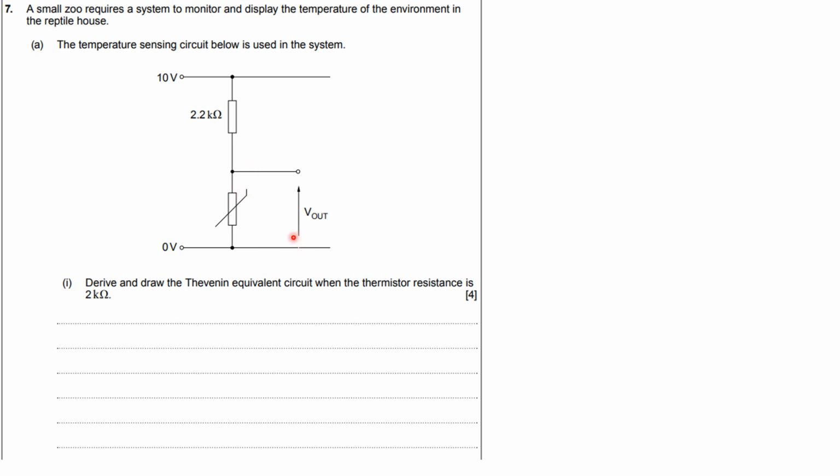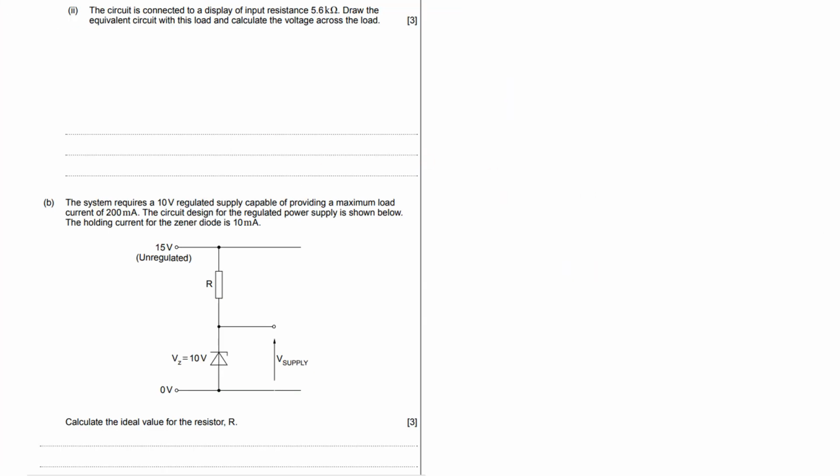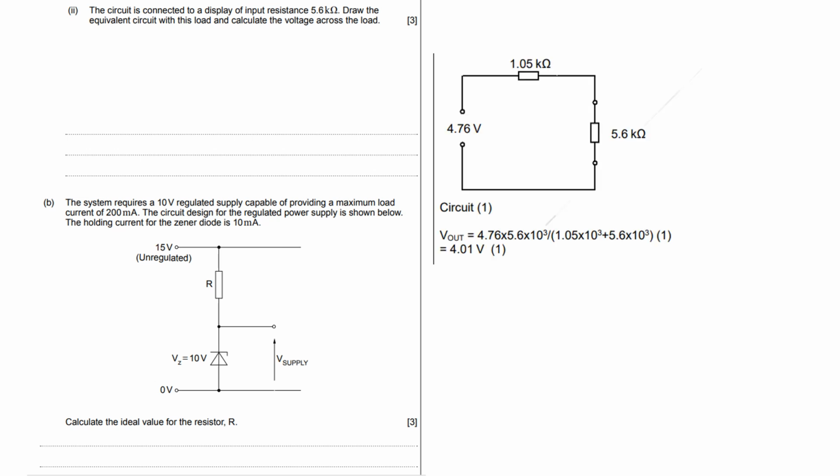ISC, remember, short circuit, short out the bottom resistor, or in this case it's the thermistor, so short that one out and just use Ohm's law, and then you can draw your equivalent circuit. So that's 4 marks. There you go. So we've done that, we found the equivalent resistance, and we've drawn the equivalent circuit. Okay, hopefully straightforward there. Just put the answer on this one just so you can see it. So input resistance of 5.6K, so that's that one.